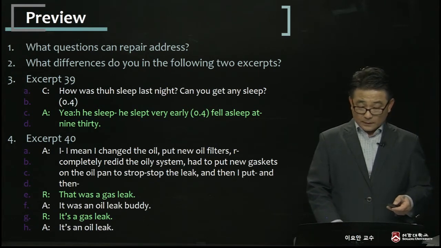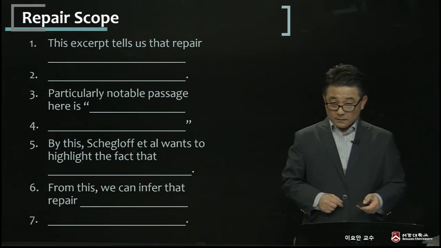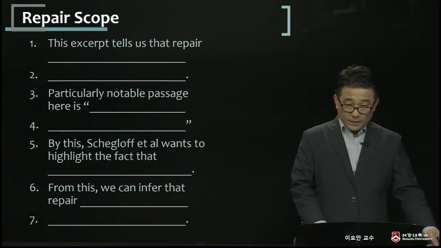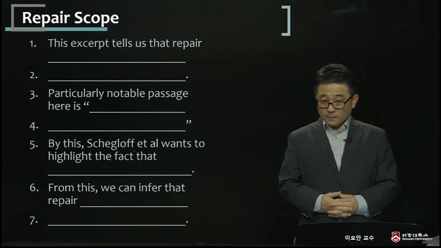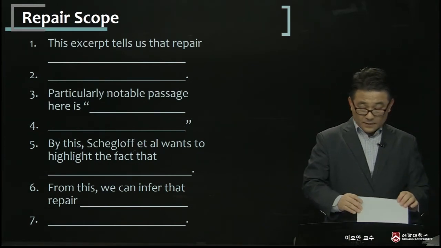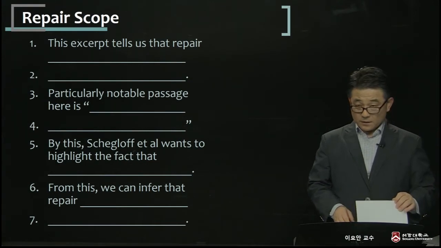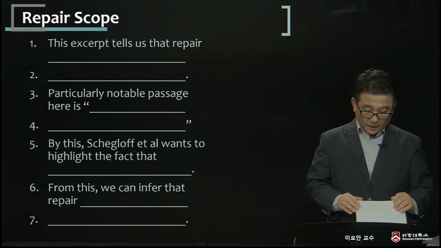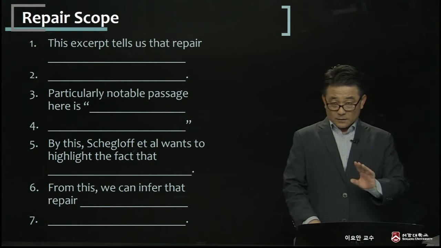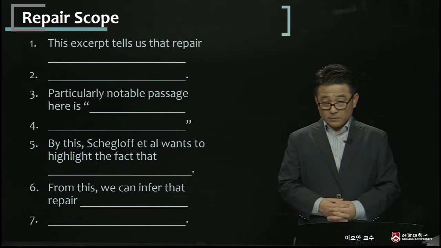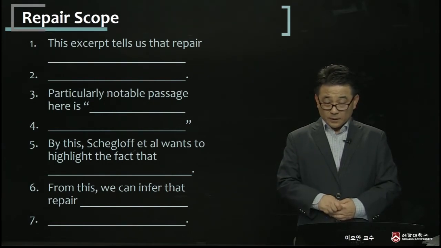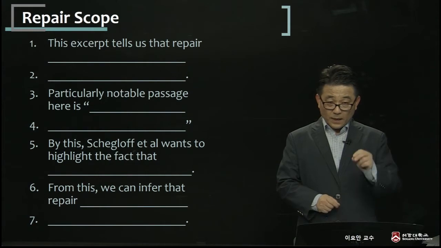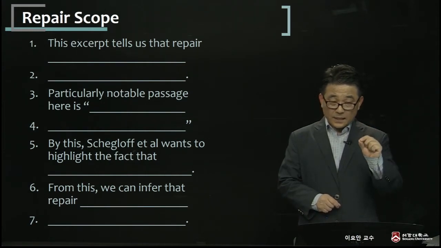And also, after you read this chapter, I'd like you to be able to answer this question. Number one, the excerpt on page 67, the very first excerpt by Schegloff, Jefferson, and Harvey Sacks. I'd like you to be able to answer this: this excerpt tells us that repair and explain. Particularly notable passages here, meaning you pick a few passages and then explain.